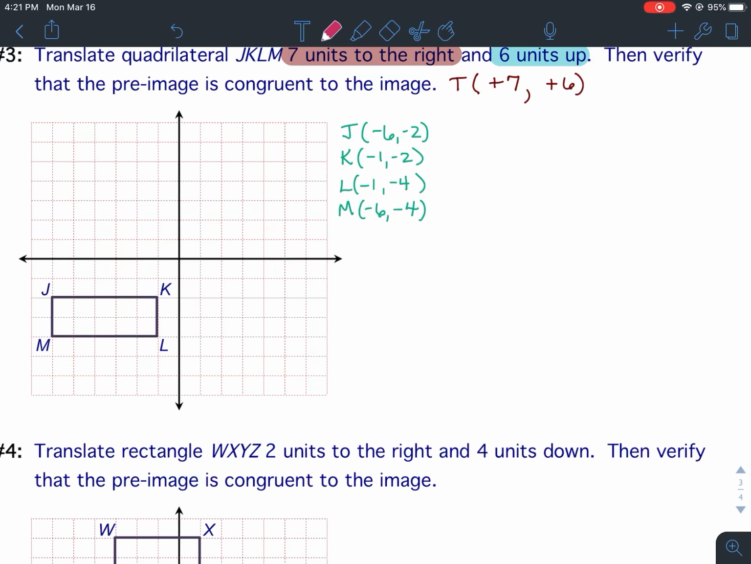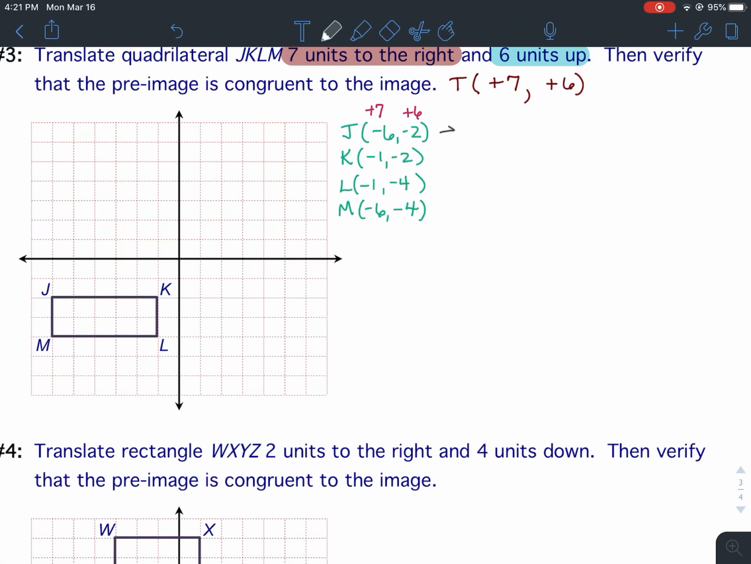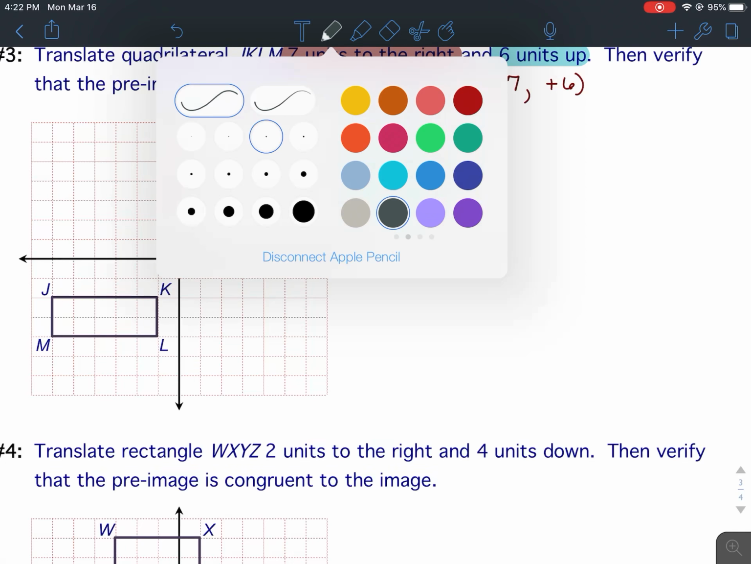Above this, we're going to just state what we're going to do. So in other words, above all the x-coordinates, let's put +7, so we're going to add 7 to each x-coordinate. And then above the y-coordinates, put +6, because we're going to add 6 to each of the y-coordinates. What I'd like you to do is put an arrow pointing from the pre-image to the image. So in other words, from J to J prime, K to K prime, L to L prime, and M to M prime.